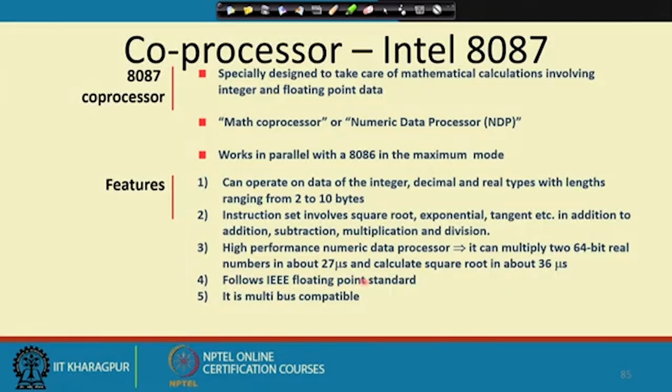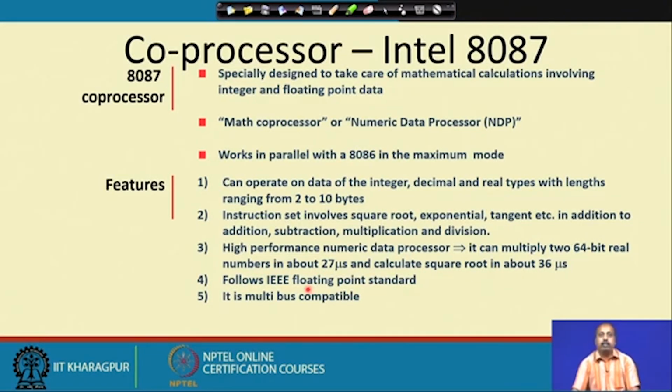So, this way many of the mathematical calculations we can put onto the 8087, relieving the 8086 processor from doing those. And if you want to do them using 8086, you have to write programs for doing that. So, it will be a software driven module, and that way it will take more time. And it follows the IEEE floating point standard.